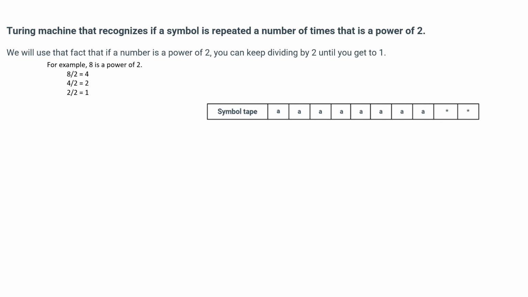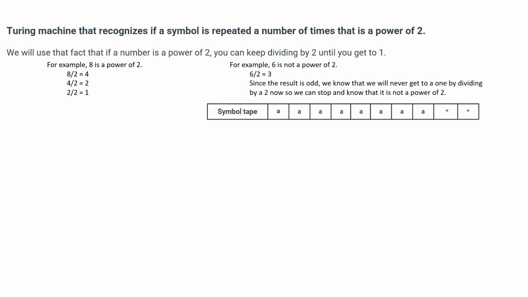8 is a power of 2. Let's see, if we keep dividing by 2, will we get down to 1? 8 divided by 2 is 4. 4 divided by 2 is 2. 2 divided by 2 is 1. We got down to 1. So yes, 8 is a power of 2.